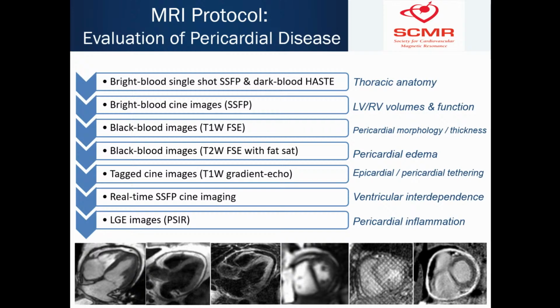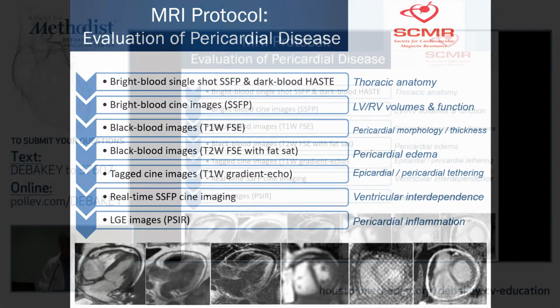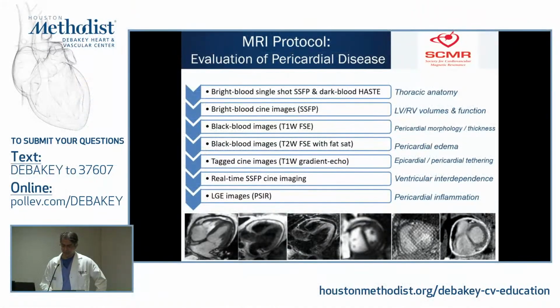The T1 weighted images are really the best sequences to allow us to evaluate pericardial morphology, specifically to see how thick the pericardium is and where it is thick. T2 weighted images help you identify water, and water translates to edema. So edema is evidence for pericardial inflammation.